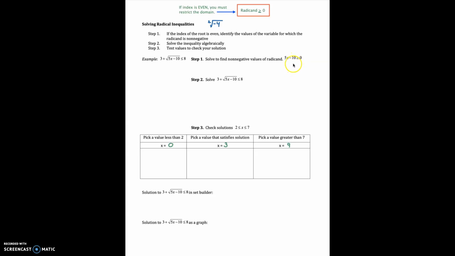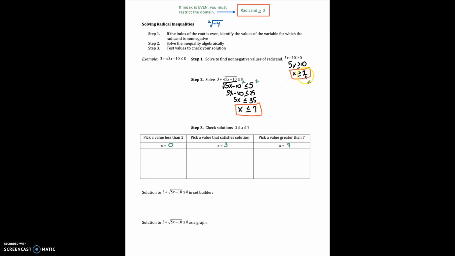Remember, not in this case, but if we were to divide by a negative or multiply both sides by a negative, our inequality symbol would still always change. So hopefully you all were able to get x has to be greater than or equal to 2. Now, step 2, we're going to solve the inequality. So we're going to subtract 3, square both sides, and then get our solution. So go ahead and do that now. So hopefully you're all able to get x has to be less than or equal to 7.